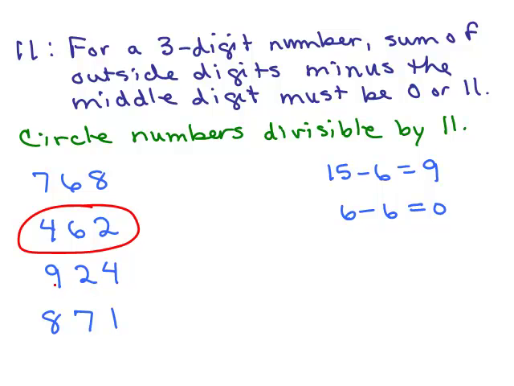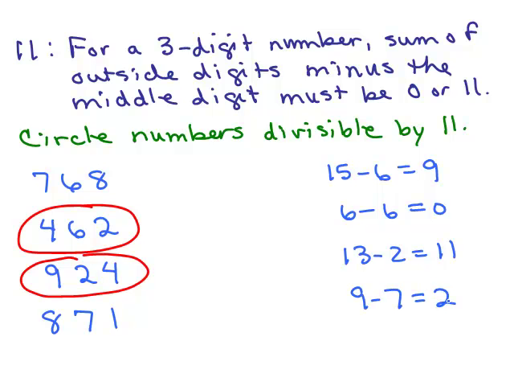And the next one, the outside digits, 9 plus 4 add up to 13. Minus 2, I got 11. Cool. It's also divisible by 11. And the last one, 8 plus 1 is 9, minus 7, which is 2. That is not divisible by 11. So 462 and 924 are the only numbers divisible by 11.